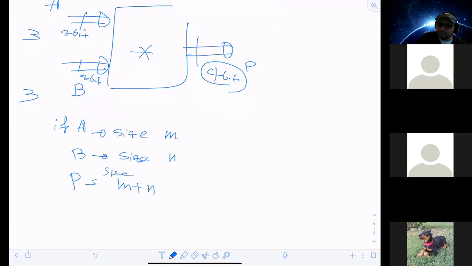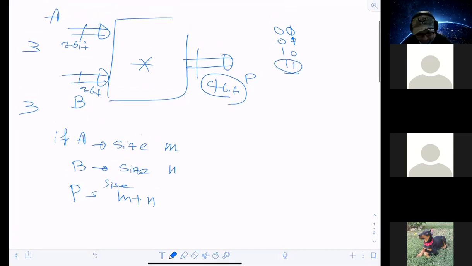Sorry, the 3 is the biggest number that 2 bits can represent, correct? Yes, because 2-bit is 0, 0, then 1, 1, so this is the biggest I can get. Can you explain what size M and size N mean?